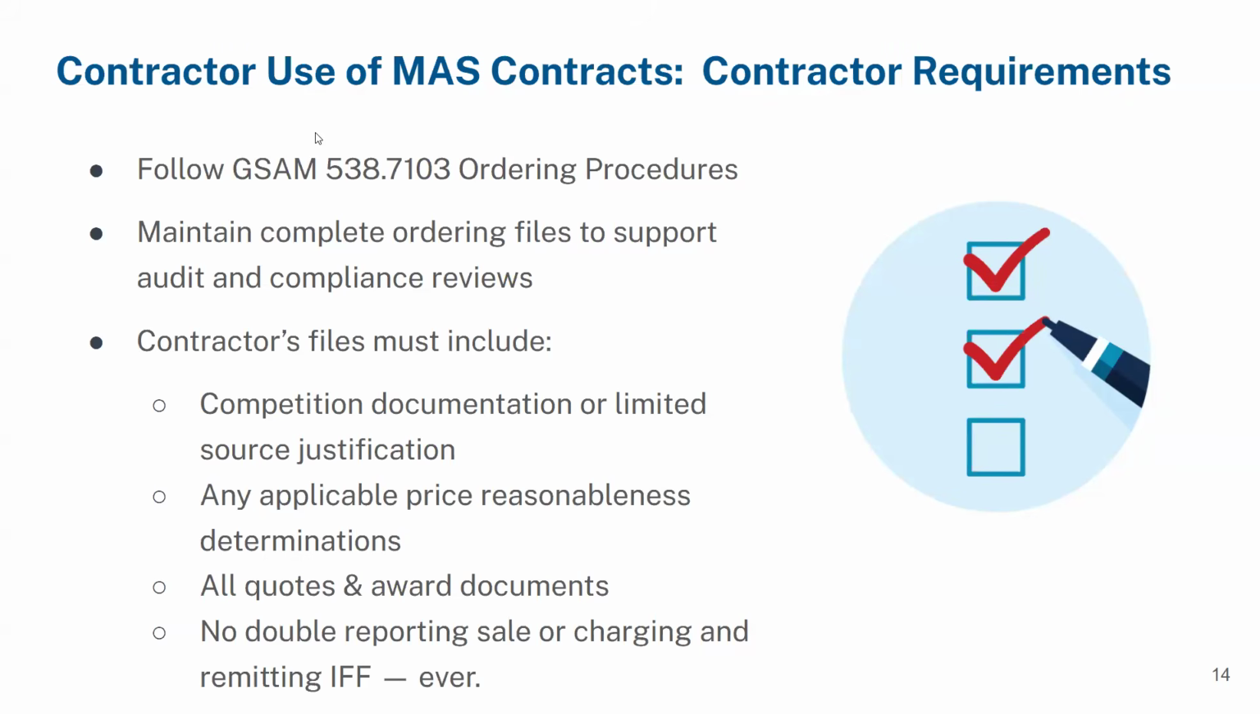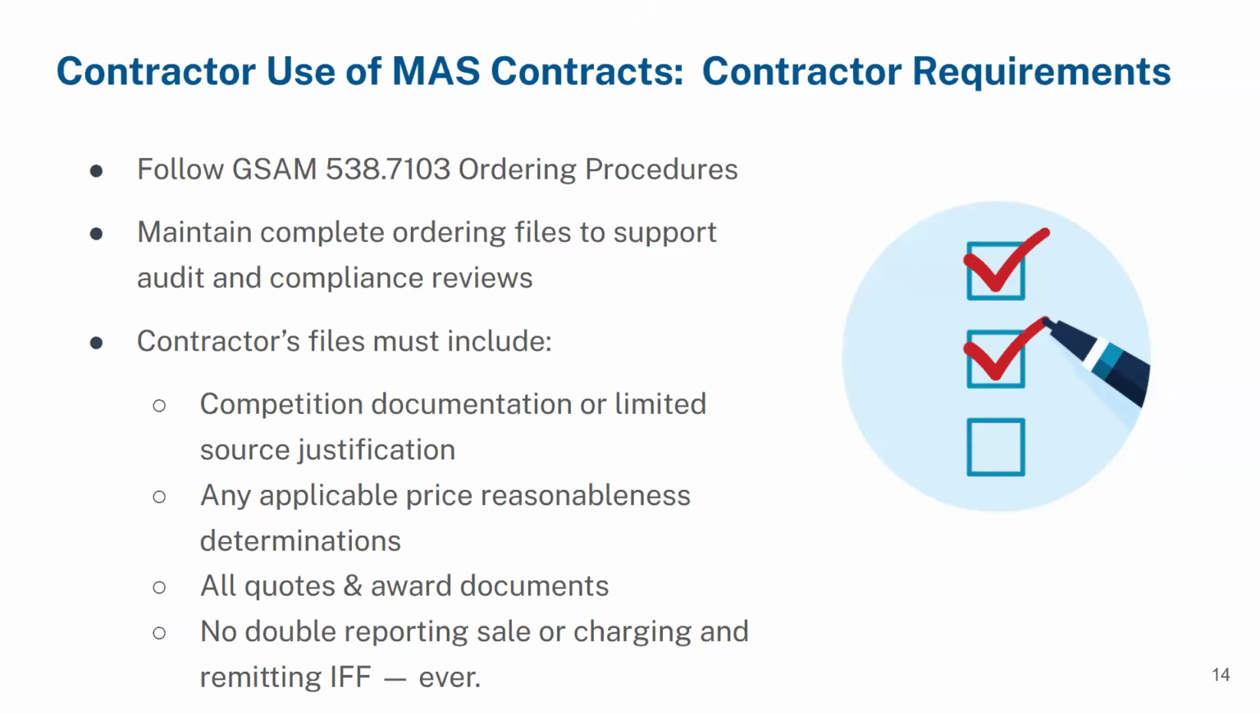Okay, so this is going more into that contractor use of mass contracts, contractor requirements. You've got to follow the ordering procedures if you're purchasing from one of your colleagues and supplementing your order with that. You've got to maintain complete ordering files to support audit and compliance reviews. Your files must include competition documentation or limited sources justification, any applicable price reasonableness determinations, all quotes and award documents, and this is another one, no double reporting the sale or charging the IFF twice, right?